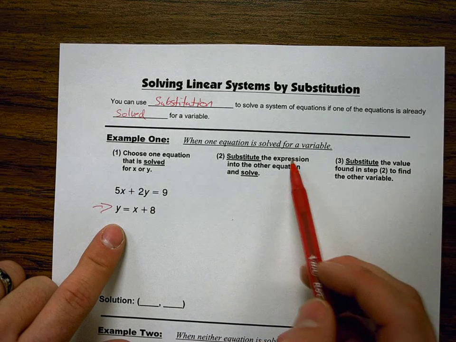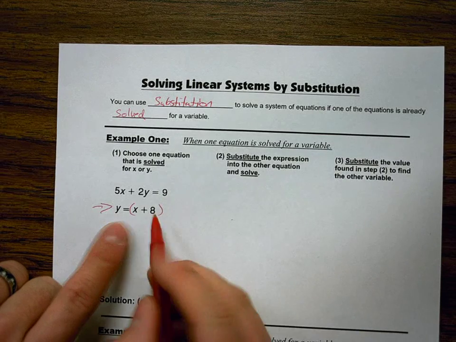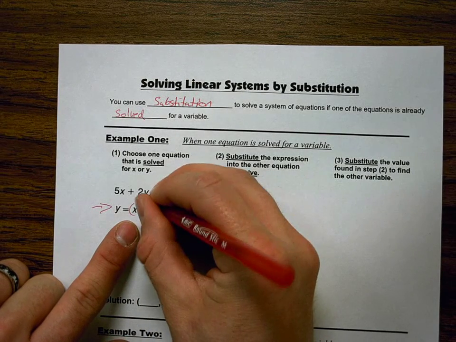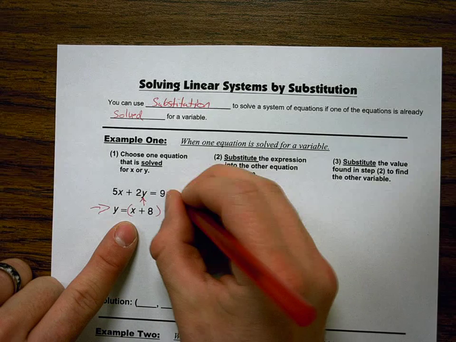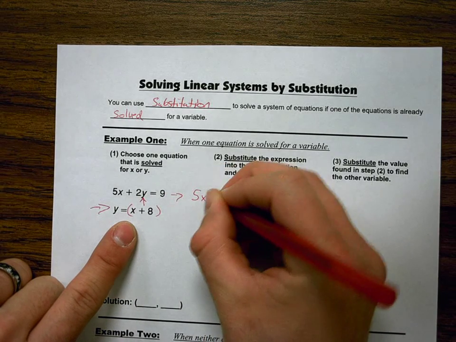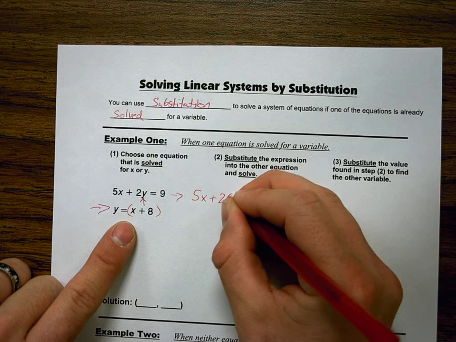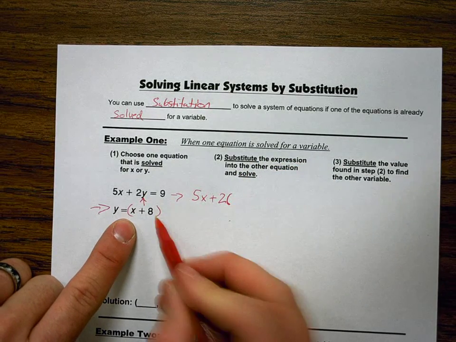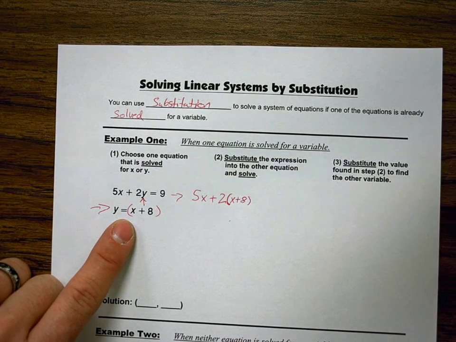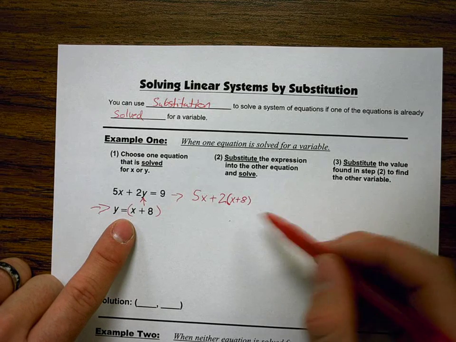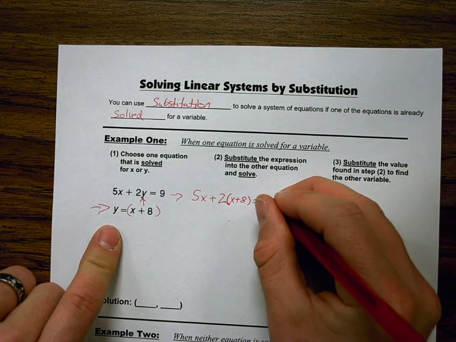Substitute the expression into the other equation and solve. So this is the expression we're going to substitute in for y in the other equation. So rewrite the top equation, 5x plus 2. Now I'm going to replace the y with this expression, x plus 8, just like we did in that Grandma and Noah's Ark activity, the tug-of-war activity. I'm rewriting the top, equals 9.